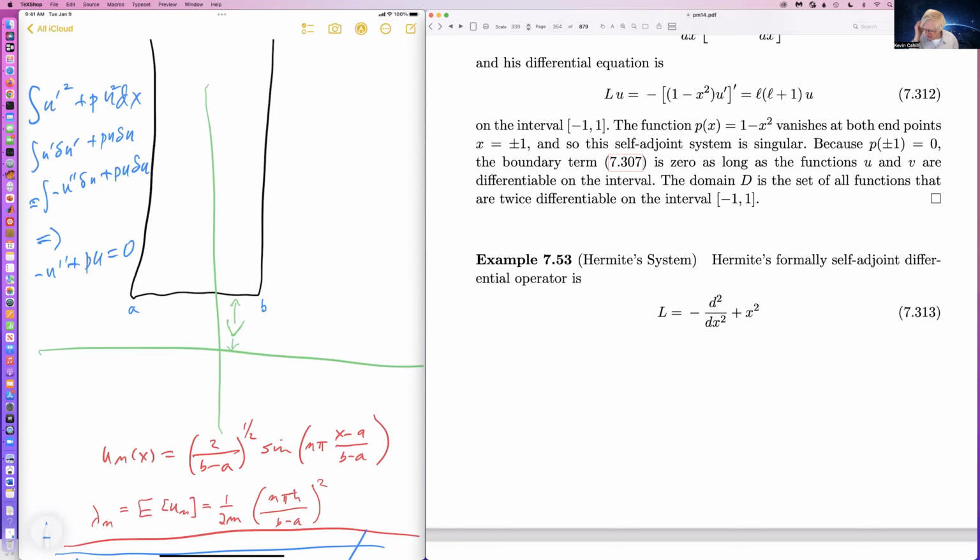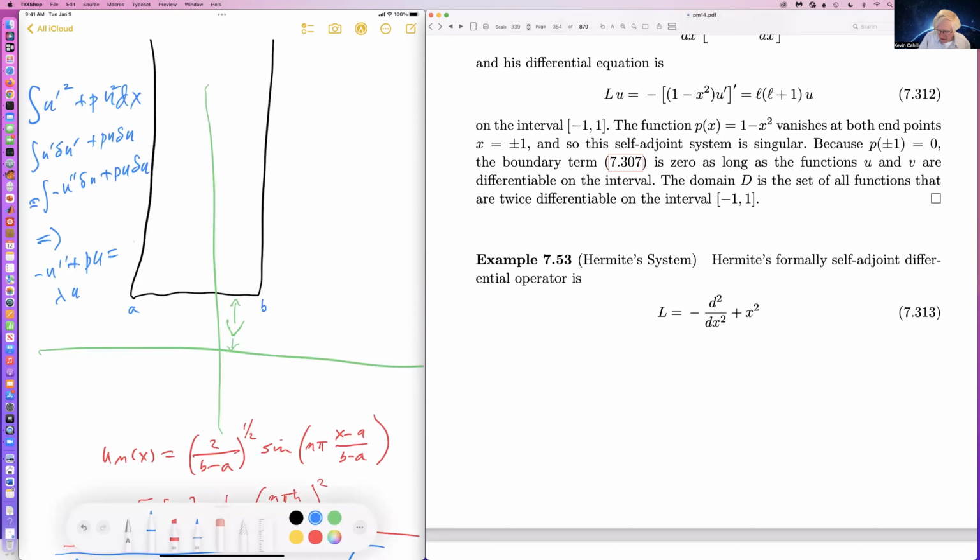That's the differential equation. Or if you put in the Lagrange multiplier, then this would be lambda u, say, and we'll get to that. I'll get to that in a moment. We did it last time though.